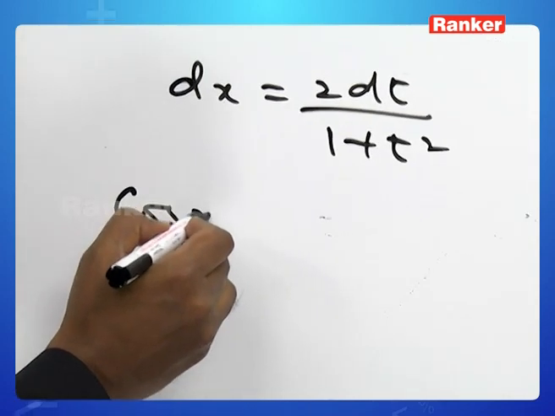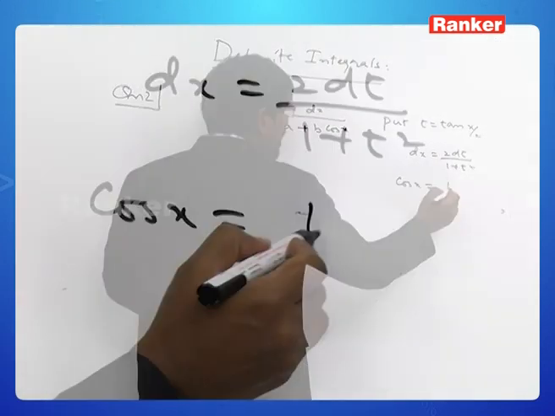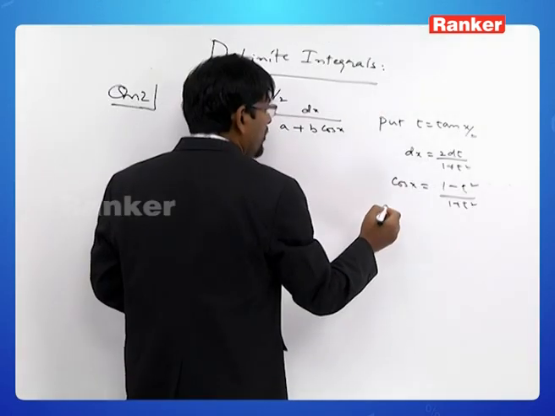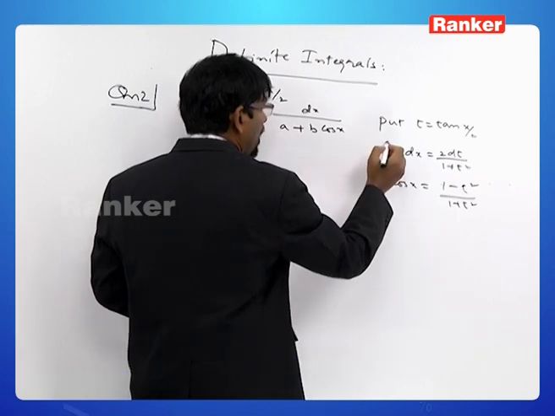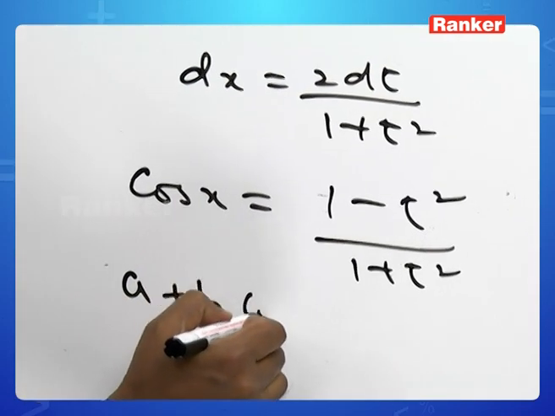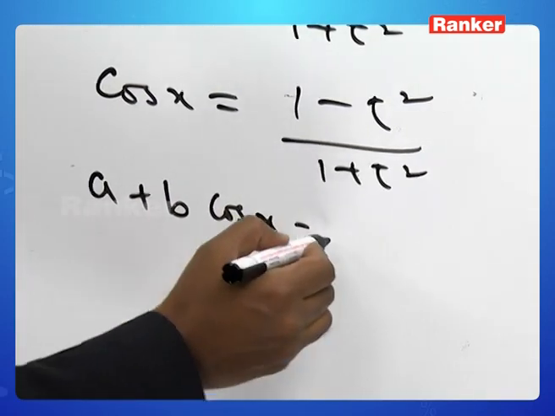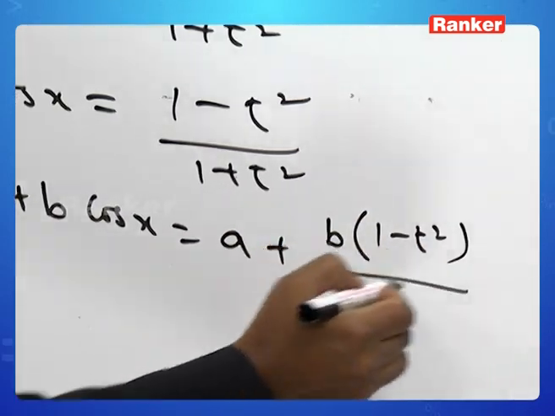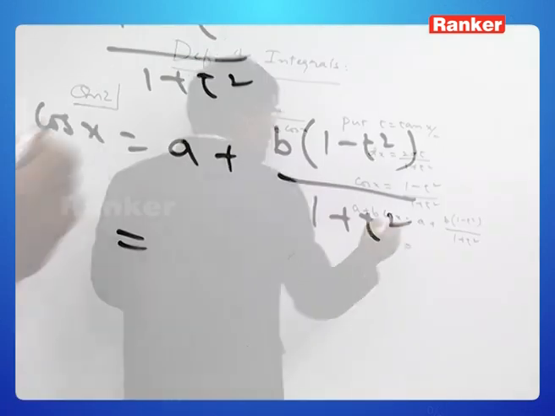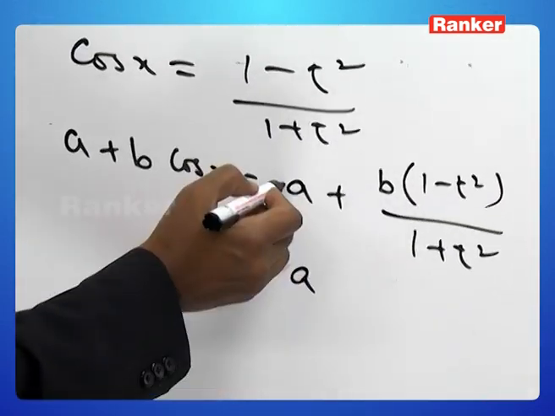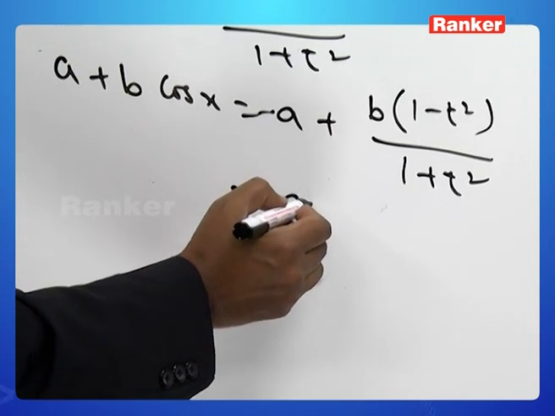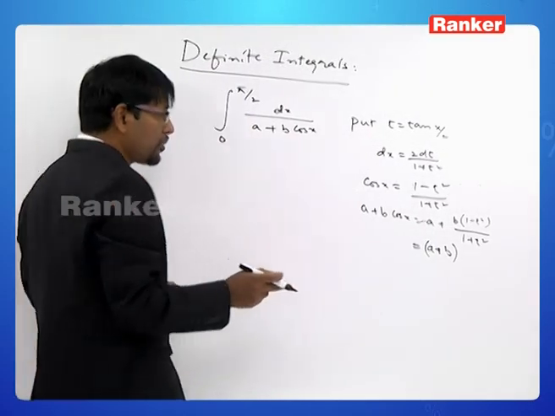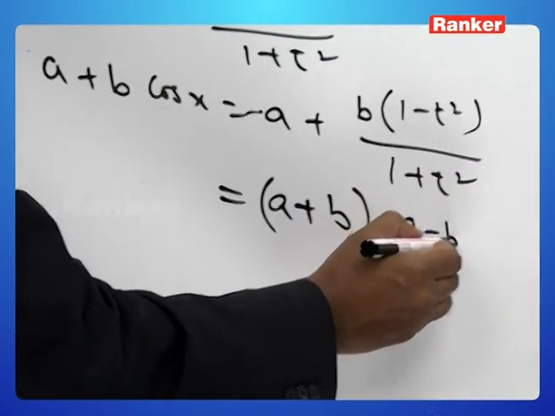Then what about cos x? Cos x will be 1 minus tan square x by 2 over 1 plus tan square x by 2, so that is 1 minus t square by 1 plus t square. So, what do we have when we go for a plus b cos x? A plus b cos x will be a plus b into 1 minus t square by 1 plus t square. That makes it a into 1 plus t square plus b into 1 minus t square, over 1 plus t square. So, a plus b first, the constant term, and then a into t square minus b into t square, so that makes it plus a minus b into t square.